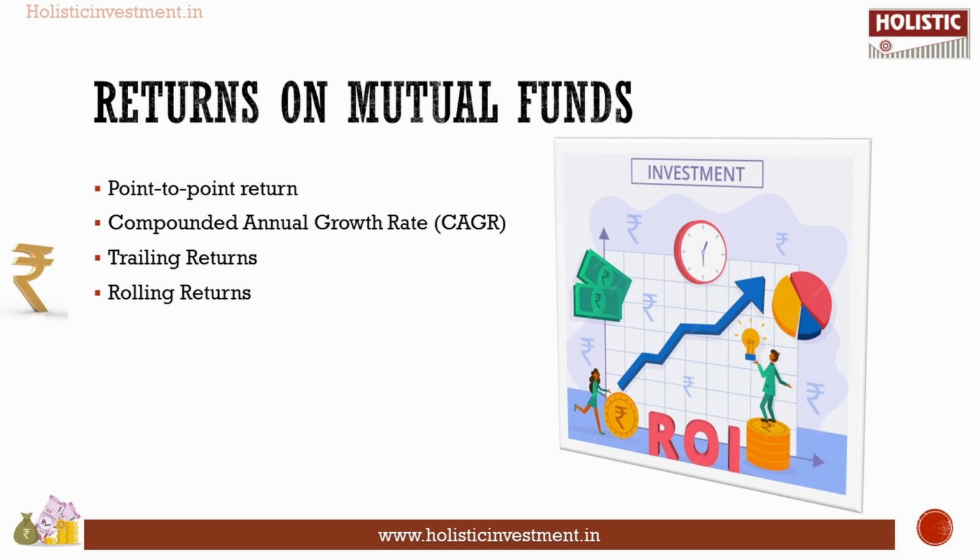Next, compounded annual growth rate. It calculates the annual growth rate over a more extended period, offering a better understanding by considering the time taken for investment growth. Additionally, there are two types of return: trailing return and rolling return. Trailing return shows CAGR over a predefined period but may hide true performance within a year.